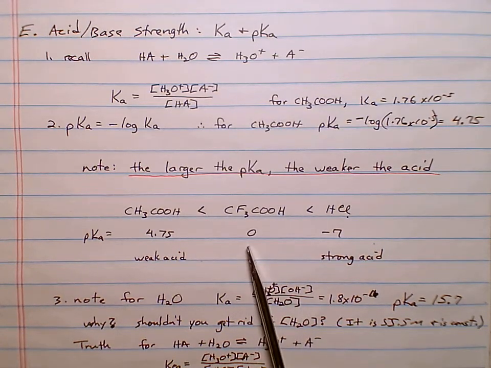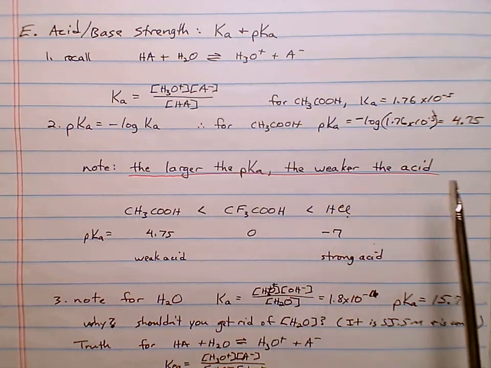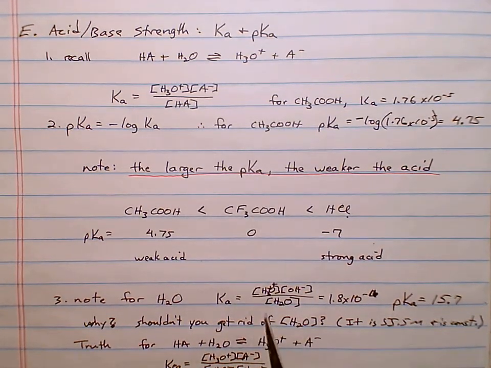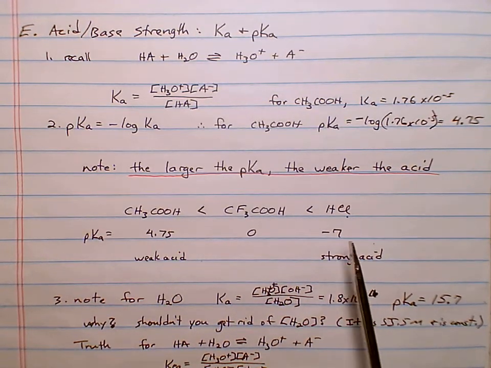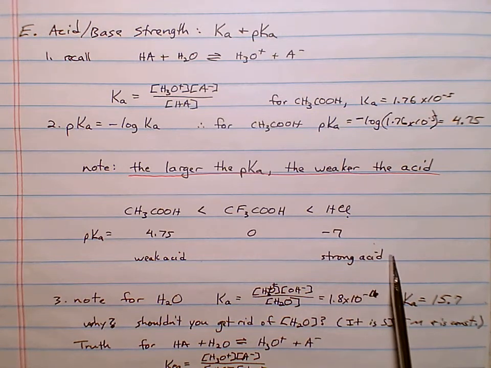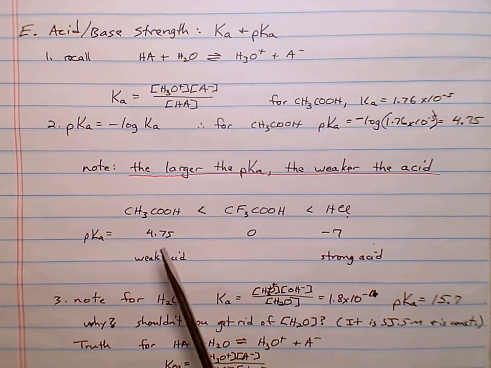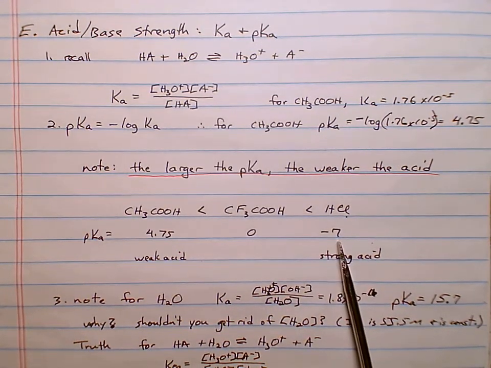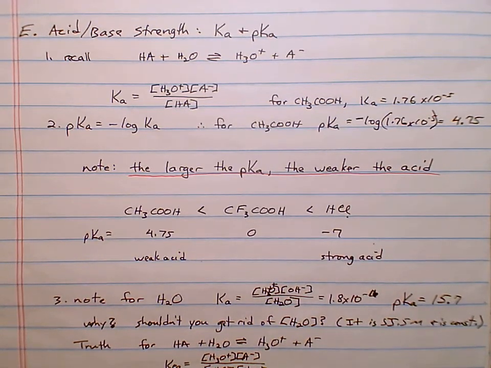CF3COOH has a pKa of 0. So this is a smaller pKa value, therefore a stronger acid. Larger pKa equals weaker acid. Smaller pKa equals stronger acid. So CF3COOH is a stronger acid than CH3COOH. HCl, pKa is negative 7. That's an even smaller pKa value. So this is what we call a strong acid. It's much stronger than this one and that one. More negative pKa means a much smaller pKa. The smaller the pKa, the stronger the acid is.